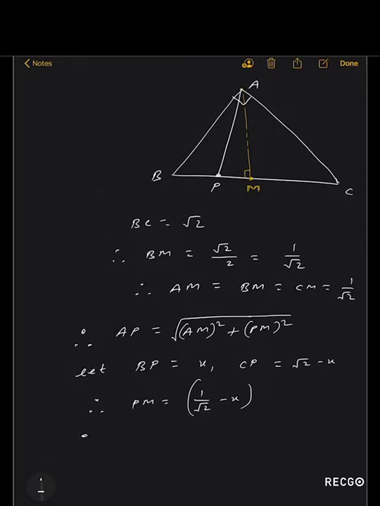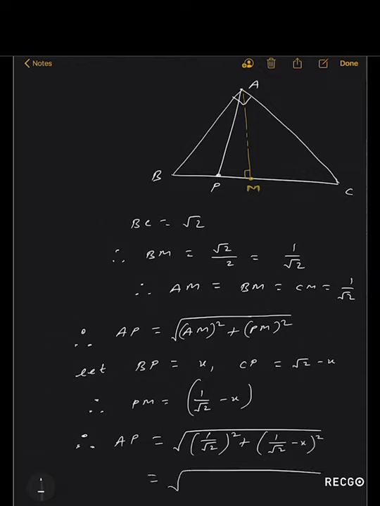Now BM is 1 by root 2 and BP is x. So PM is equal to 1 by root 2 minus x. And therefore AP is equal to under root AM square plus PM square. As you can see, AM is equal to 1 by root 2, so 1 by root 2 whole square plus PM, where PM is 1 by root 2 minus x whole square, right? And if you solve further, if you rearrange the terms, we are getting AP is equal to square root of 1 minus root 2 x plus x square.